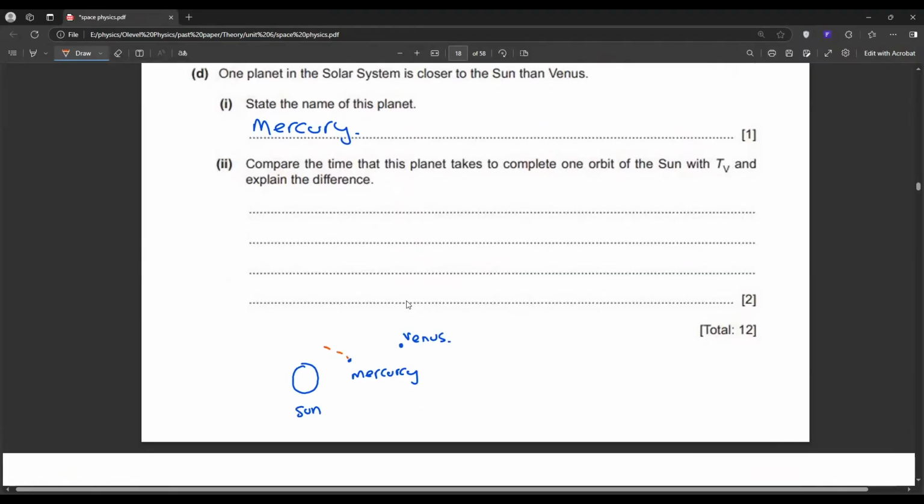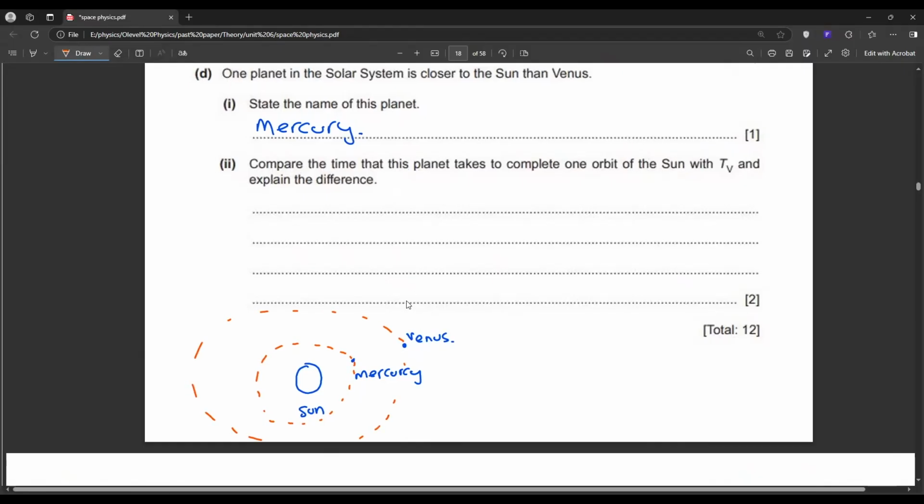Can you realize the orbit of Mercury is smaller compared to the orbit of Venus? Pretty evident. So this could be your first point: the circumference of the orbit of Mercury is less. What is the second thing?